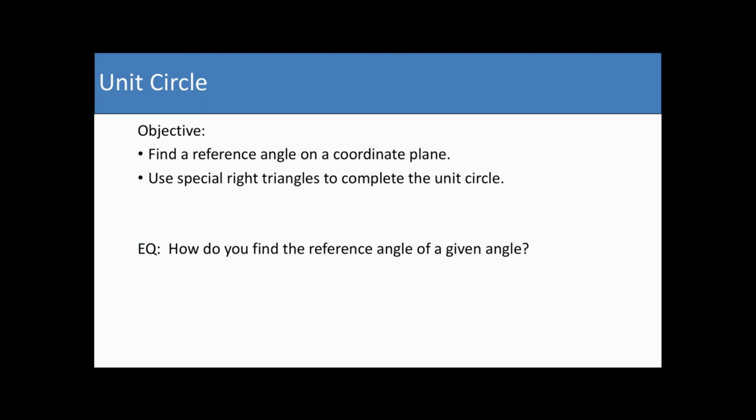Hello, this is day one of the unit circle. We are going to start pulling the things that we have done for the past several lessons and connecting them.